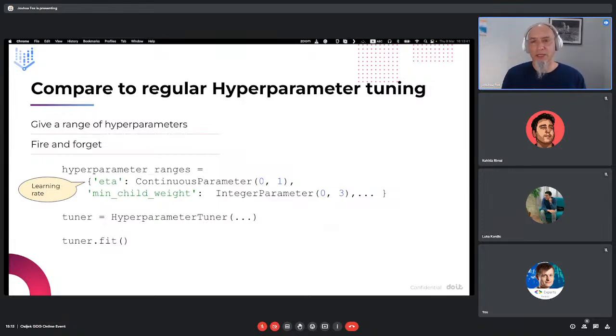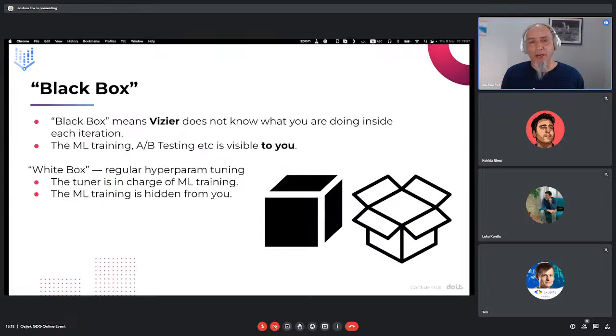Come back in 5 hours, come back after many hours, it runs many, many machine learning trainings behind the scenes, and just tells me what's the best. So that sounds good. You just have this one simple method. I'll explain the difference, though, why black box has advantages. So black box, the word black box means Vizier does not know what you are doing inside each iteration. The machine learning training and A/B testing are visible to you. You're the expert, but not to Vizier.